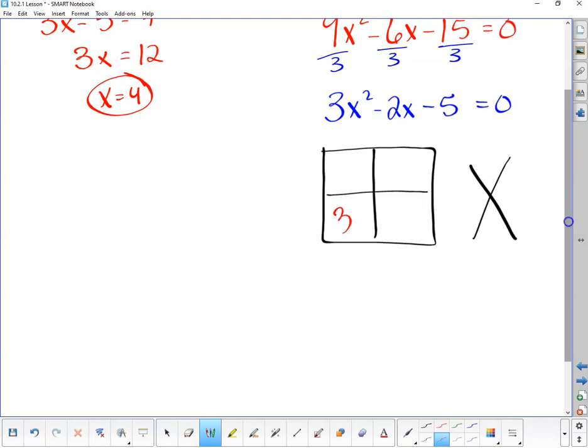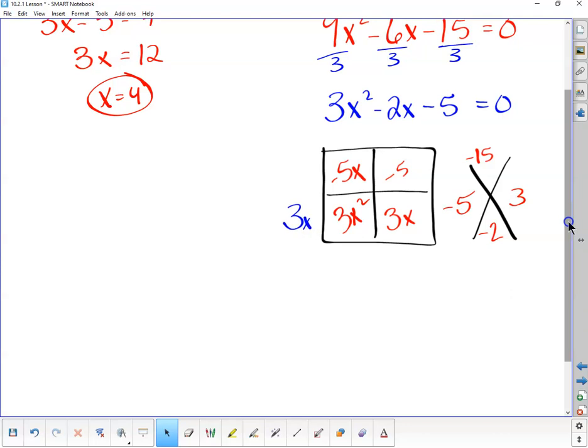So we've got 3x squared minus 5. There's your negative 15. And then we've got minus 2. And we know that 5 times 3 is 15, and negative 5 and positive 3 is negative 2. So we have negative 5x and 3x. And doesn't this look nice? So we could go 3x here, and then x, this would then be a plus 1, and this would be a minus 5.